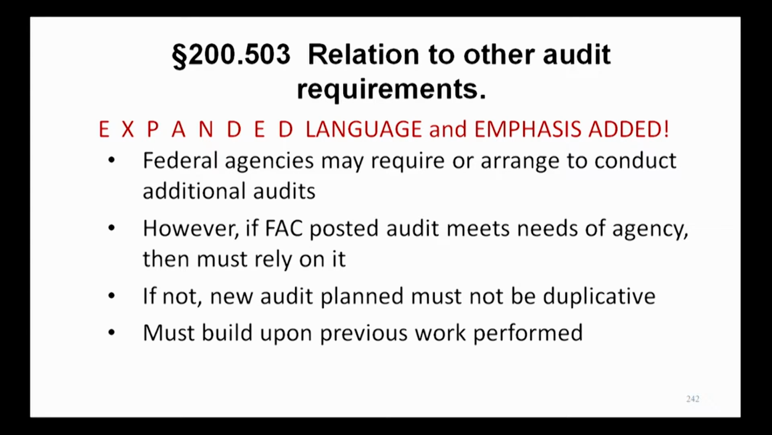But it doesn't constrain the agency from requiring, if they find deficiencies or the audit's not covering specific necessary items, they can arrange for additional audits. The key is that it must build on, it must not be duplicative of the work in the audit, and it must build upon previous work performed. So bottom line, if the audit as it's posted on the Federal Audit Clearinghouse meets the needs of the agency, what this is saying is it must rely on it.